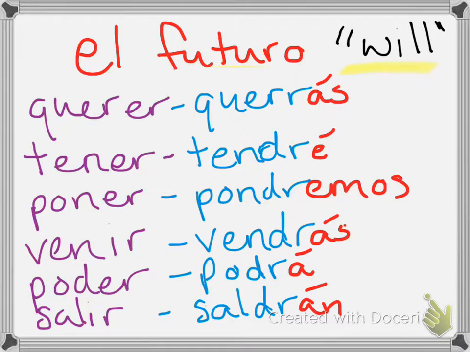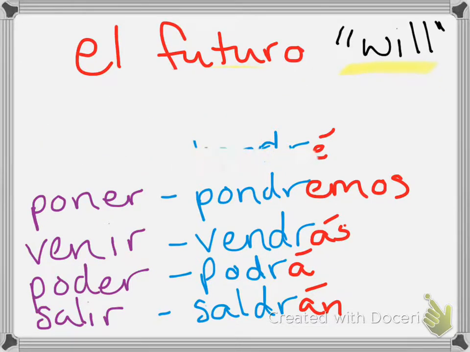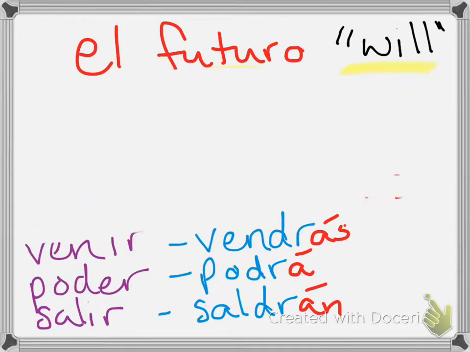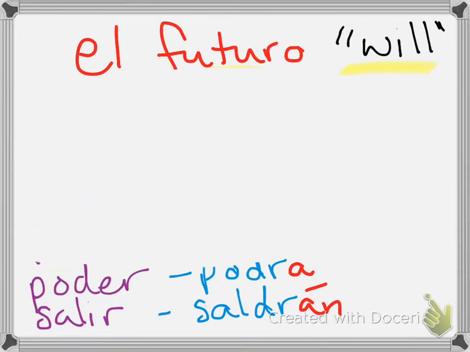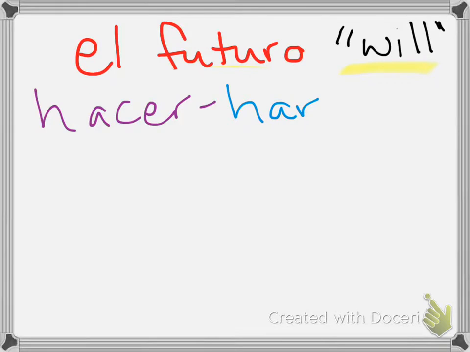We have another group that's coming up next. So make sure you get these copied down or pause if you still need to. There is one more, valer, which means to be worth, which becomes valdr-, but it's not very common. It's not very popular. You won't see it very often. But one you will see very often is the verb hacer. Hacer, which means to do or to make. So hacer in the future becomes har-. Okay? Haré. I will do. I will make. Haré galletas. I will make cookies.